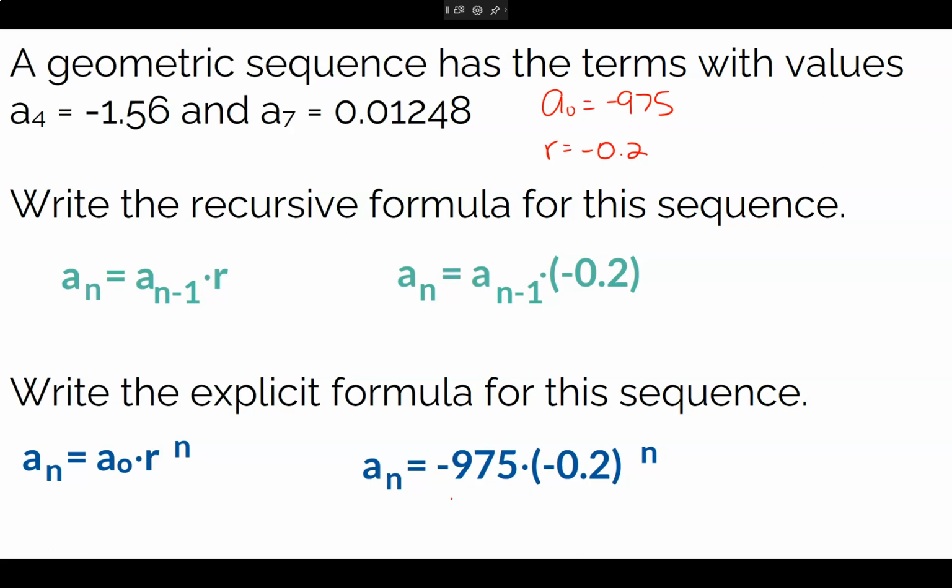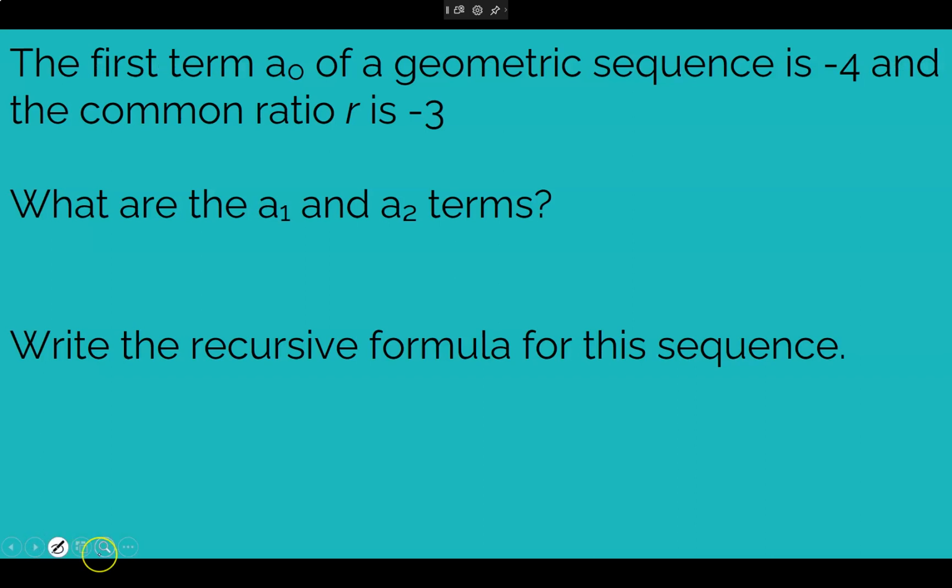Okay, here we go. The last example actually gives me what I want, doesn't it? It gives me the first term and it gives me a ratio. The first term, A0, oh look at that, it even told me it's A0, is -4, and my common ratio, which is R, is -3. What are the A1 and A2 terms? So how can I use what I got to find A1 and A2?